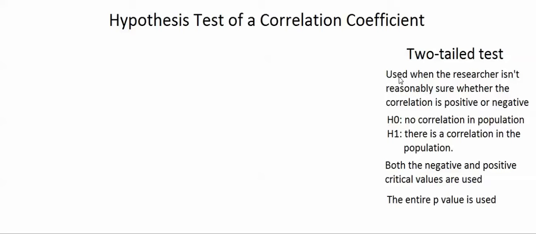If the researcher isn't able to make a confident prediction ahead of time about whether the correlation will be a positive correlation or a negative correlation, then the person will use a two-tailed test. So if the person isn't able to make a confident prediction before collecting the data about whether the correlation will be positive or negative, the person will use a two-tailed test.